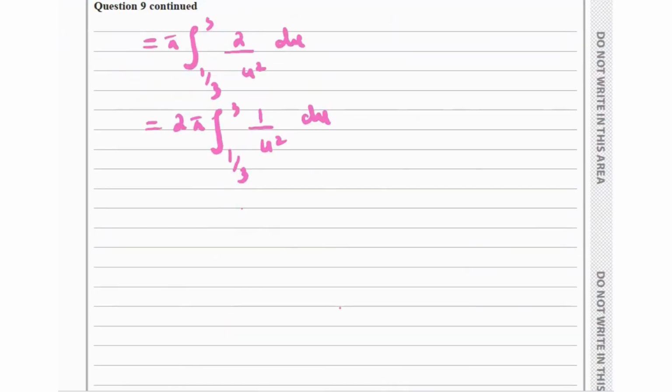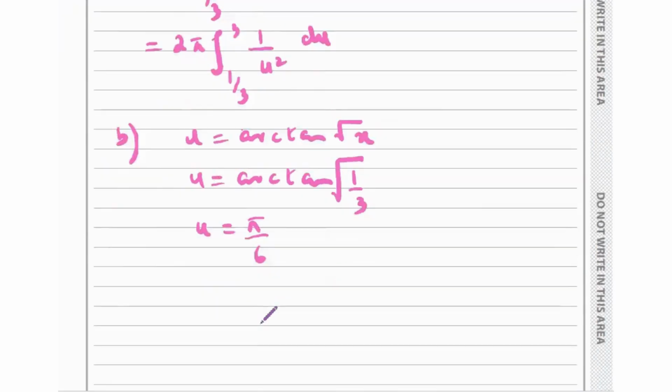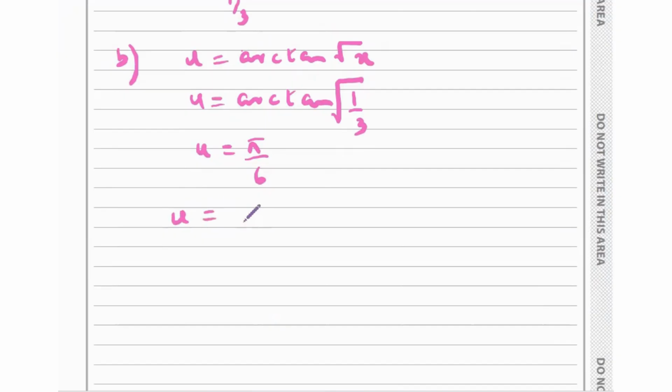Now we have to integrate this to find the value of v, but we have to remember that 1 over 3 and 3 are values of x, not u. So we have to find the values of u. We know u is arc tan of root x. So when x is 1 over 3, u equals pi over 6. And when x is 3, u equals pi over 3.